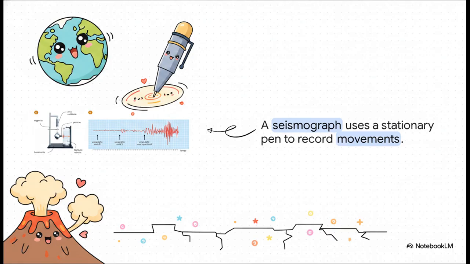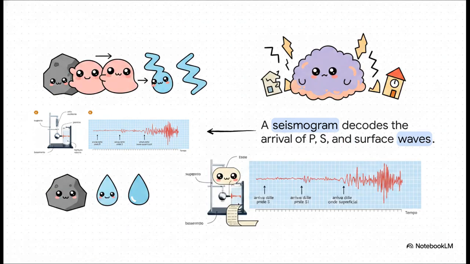There's a heavy pen suspended by a spring. Because of its mass, when the ground starts shaking, that pen stays completely still. Instead, it's the base of the instrument and the rotating paper drum that move wildly beneath the stationary pen. That's what draws out the exact pattern of the Earth's movements. The paper readout it creates is called a seismogram.